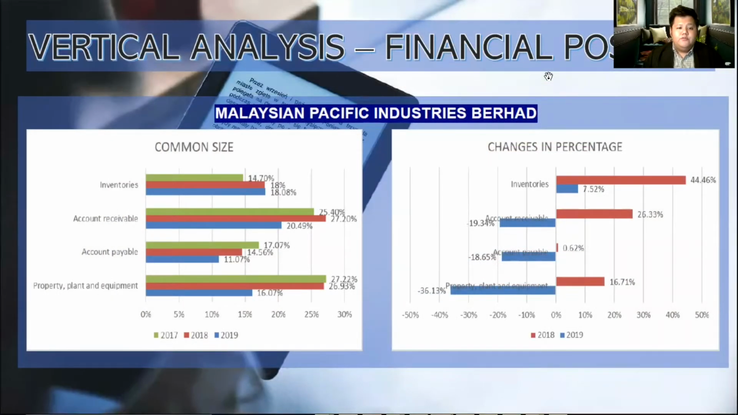So we go to the vertical analysis of MPI Berhad. So this is the financial position of Malaysian Pacific Industries Berhad for the year 2017 to 2019. So we go to the common size side.